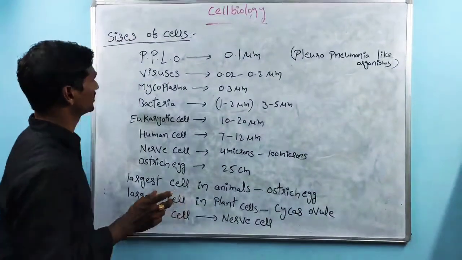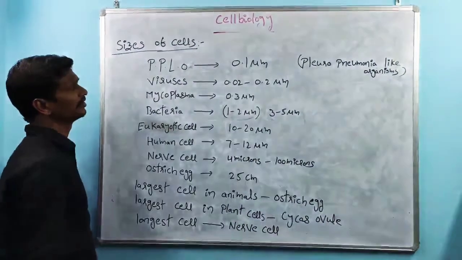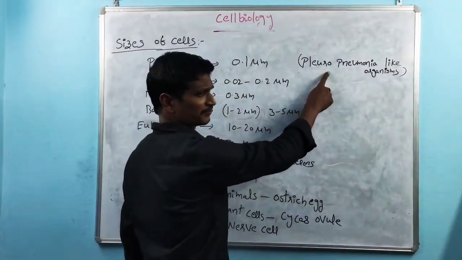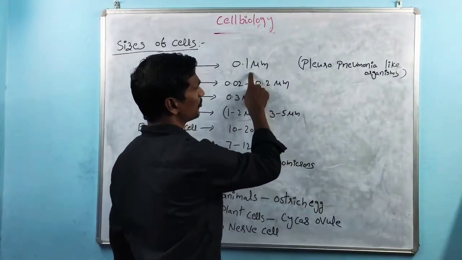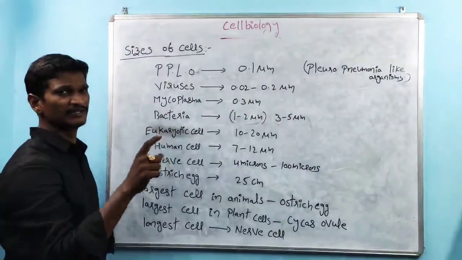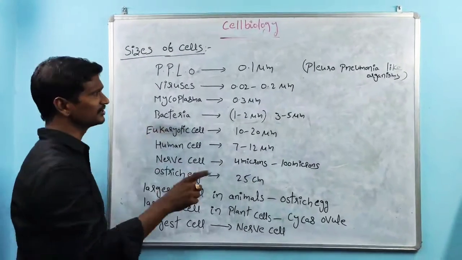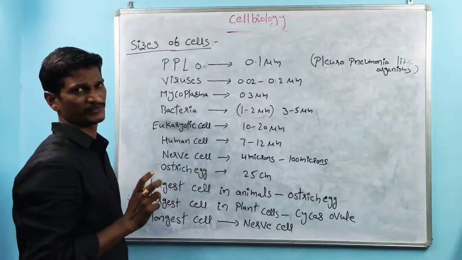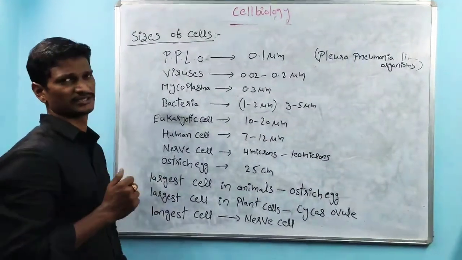So the very first one is PPLO, pleuropneumonia-like organisms. See, this is one kind of bacteria. The size of the bacteria is 0.1 micrometer. The smallest living organism on the earth is PPLO. The size is 0.1 micrometer. Right? Coming to the next one, viruses.